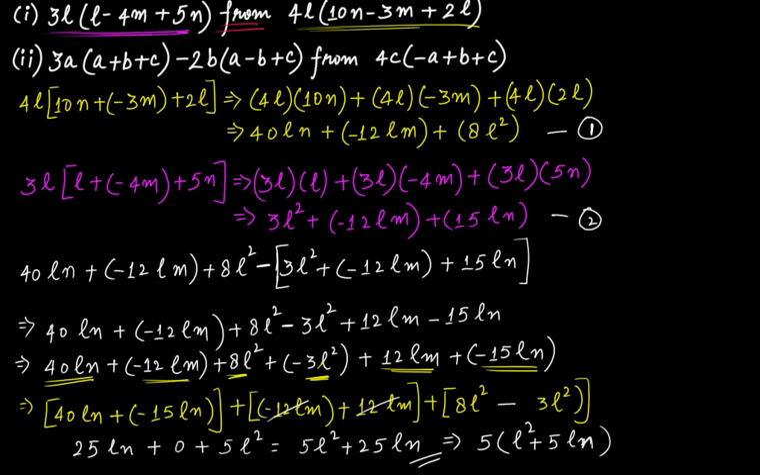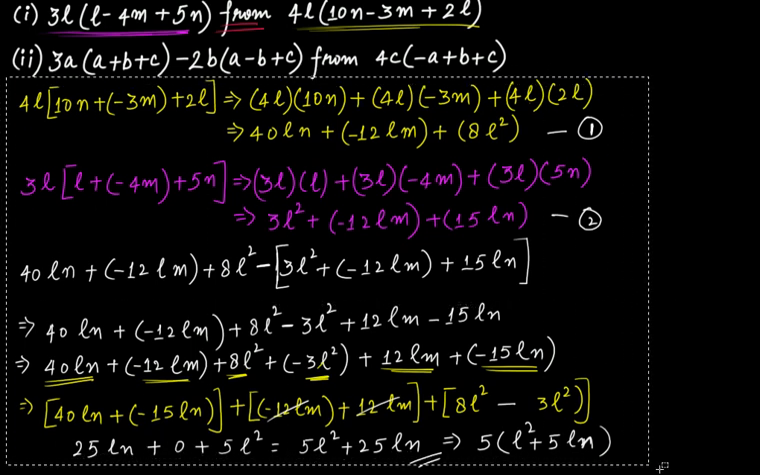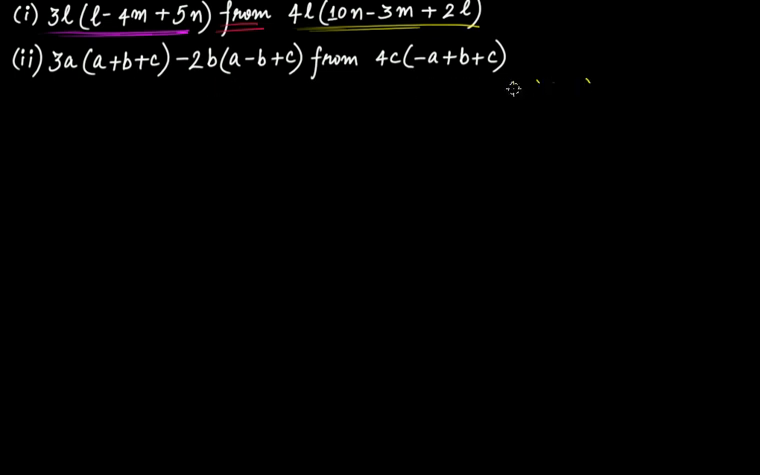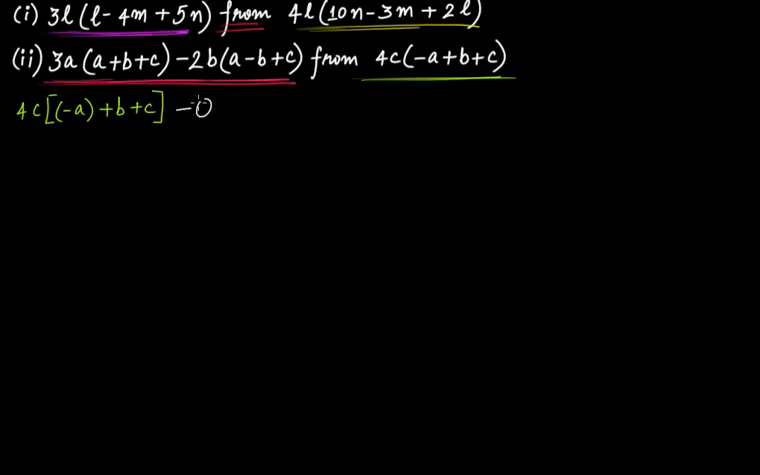Let's solve the second part. Here you have, this is the first algebraic expression, and this is the second one which you have to subtract from this one. That is, this is the first one. Let's deal with this one. So this is 4c within the bracket. This is minus a, so put within the bracket minus a plus b plus c. So this is the first algebraic expression.